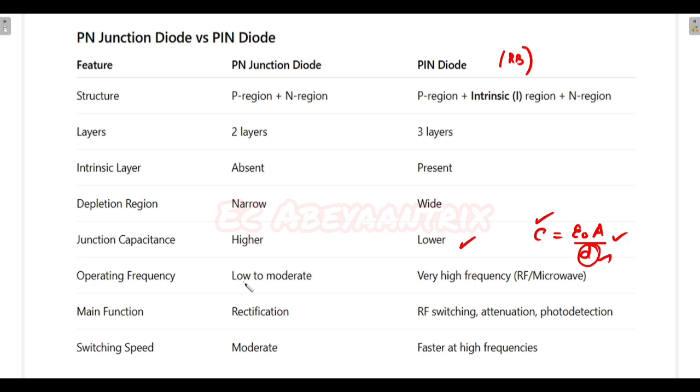PN junction diode நாலே உங்களுக்கு ஞாபகம் வர வேண்டியது rectification தான், right? AC to DC ஆ மாத்துறதா main purpose. Half wave rectifier, full wave rectifier, bridge rectifier, that we will be dealing with in the further videos.